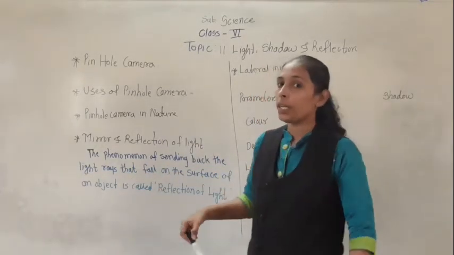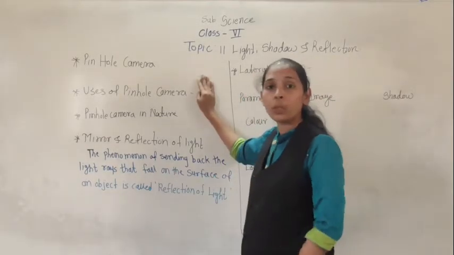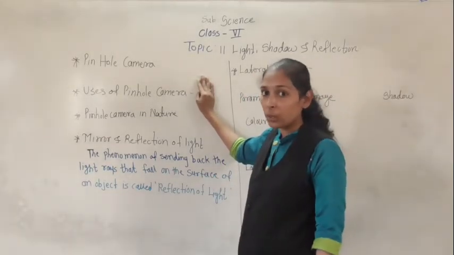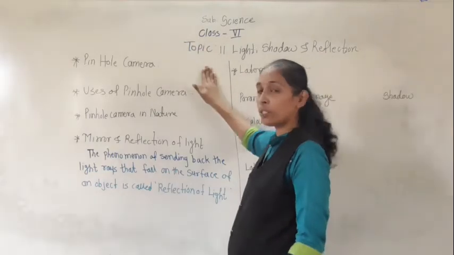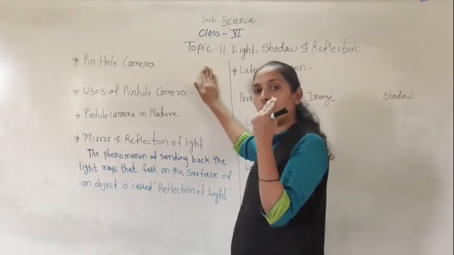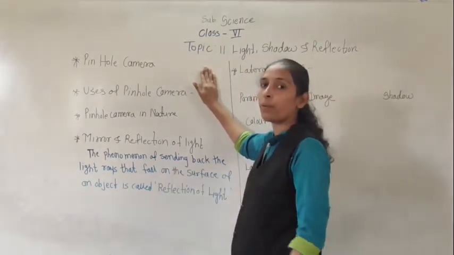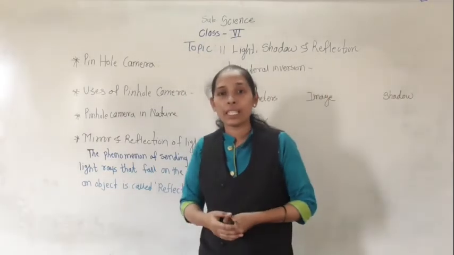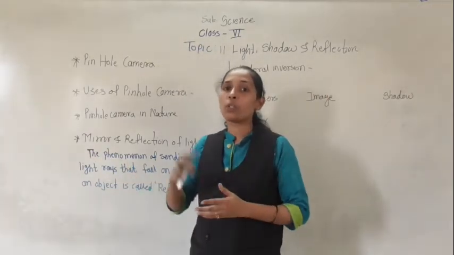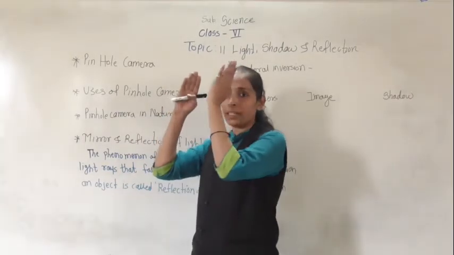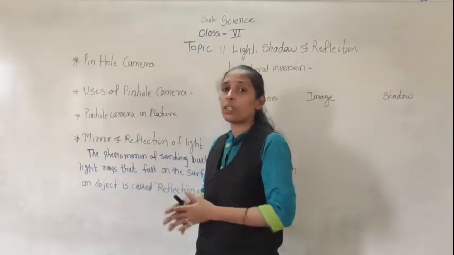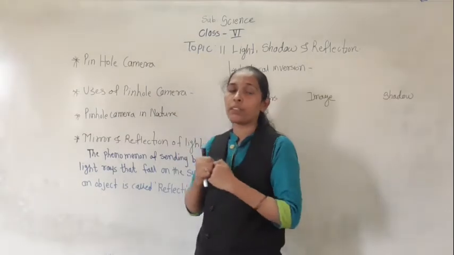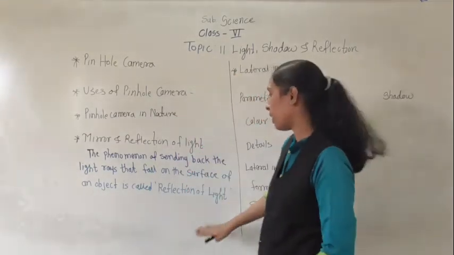Reflection of light. Okay, so now you all are able to see this board. Why are you able to see this board? Because the light rays fall on it and then reach our eyes, and with the help of that you are able to see this board. So in this way we can say that the light rays can bounce back. They strike a certain object and from that they come back and reach our eyes. That phenomenon is called what?